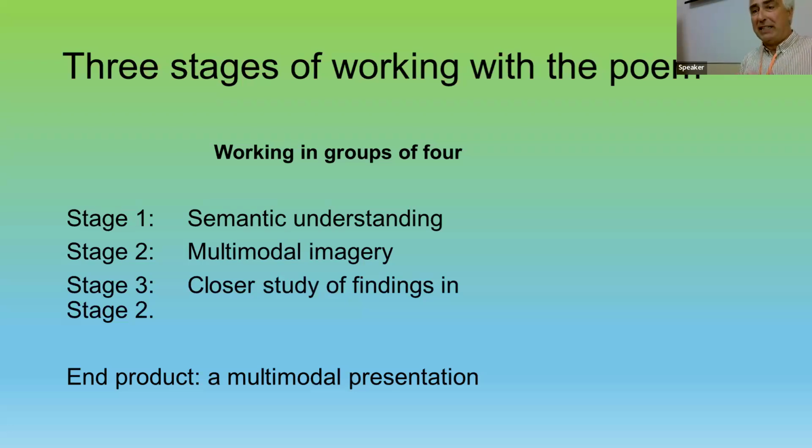So for this poem, it's a workshop. We're working in groups of four. We have three stages. First, we need to figure out the semantic understanding of the poem. What do the words mean? What does Tennyson tell us? Stage two is to create a multimodal imagery of this, and I tell my students, if you can draw it, you can understand it. It's all about encoding and decoding. Stage three is a closer study of the findings in stage two, and the end product is a multimodal presentation. Not a reproduction for an exam, but our own creation.